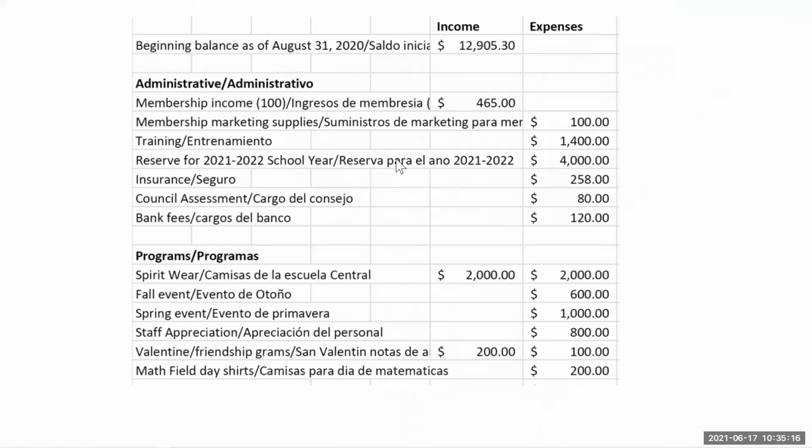Can't see the totals at the bottom. I don't really have totals. Oh, okay. It is just part of the form. Thank you. Okay.